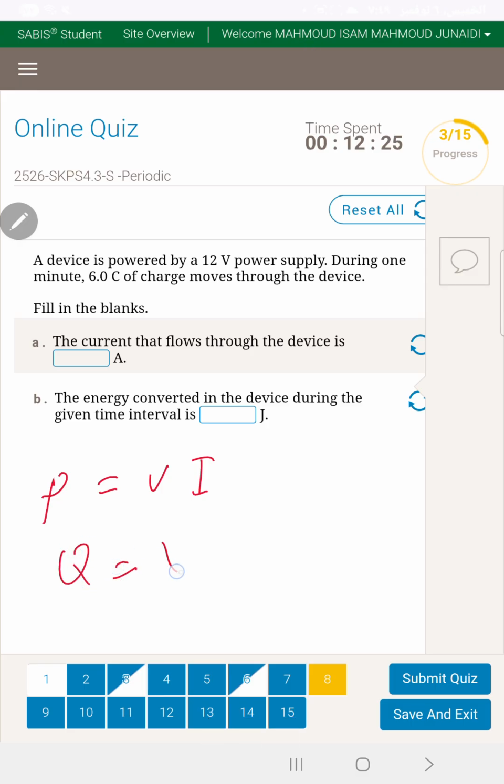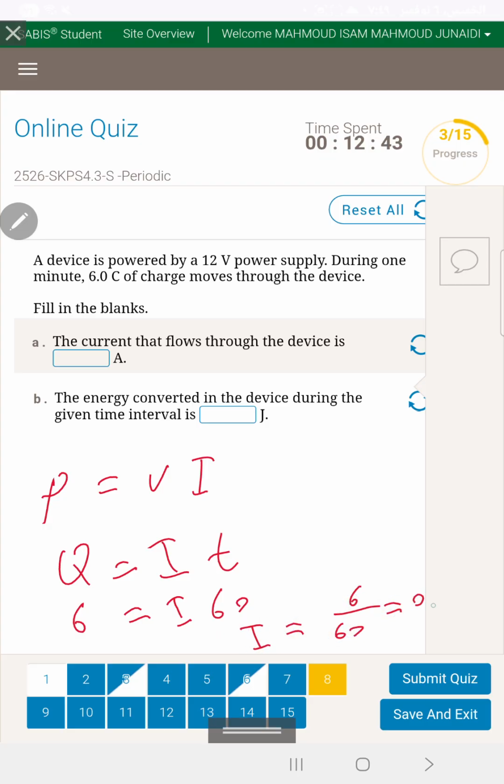And also we have the formula Q is equal to IT. So quantity of charge here is 6. I, we don't have it. The time is 1 minute, 60 seconds. This means I would be 6 divided by 60, and this is 0.1. 1 over 10, 0.1. So here you have 0.1 ampere.